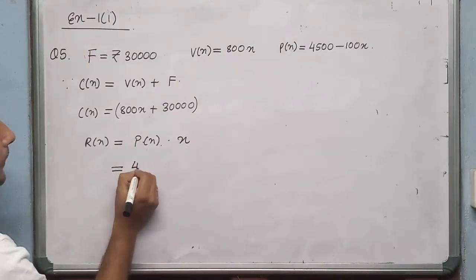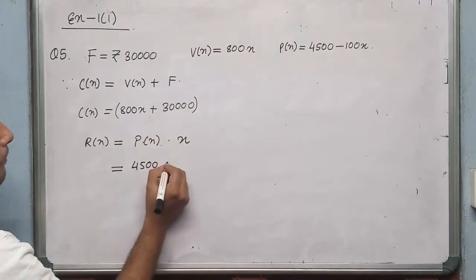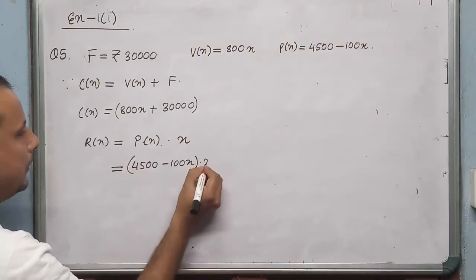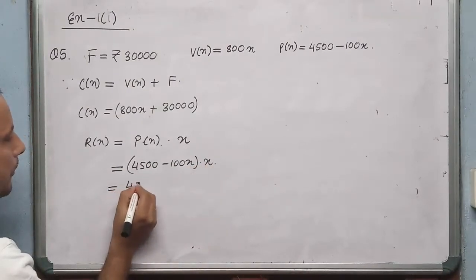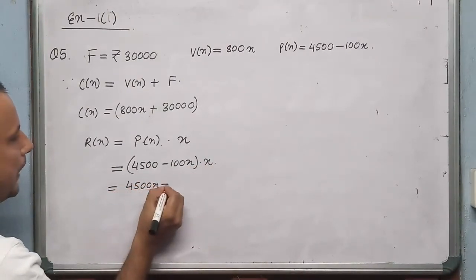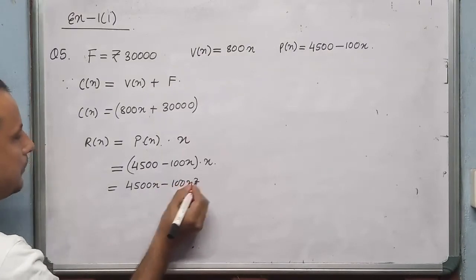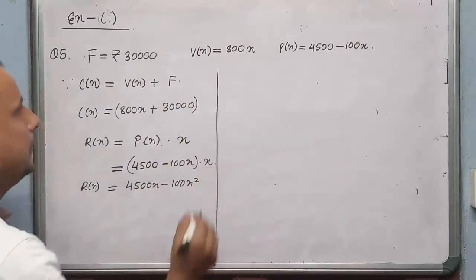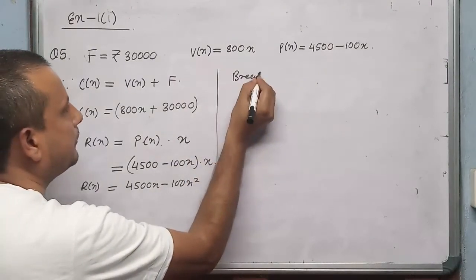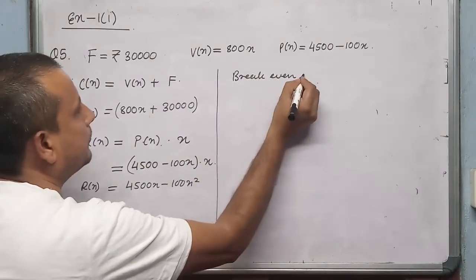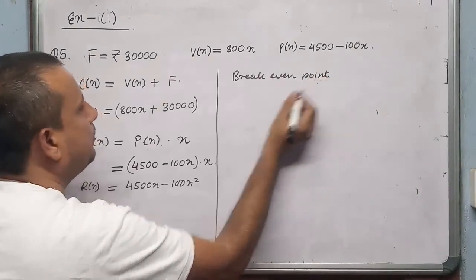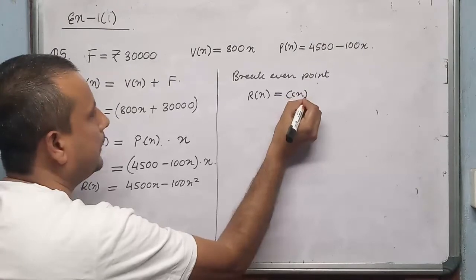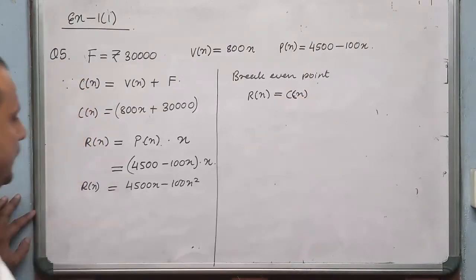Now this is 4500 minus 100x into x. This one will be 4500 into x minus 100x square. This is revenue. Now to calculate the break-even point, the break-even point is given by Rx is equal to Cx. Rx is equal to Cx.